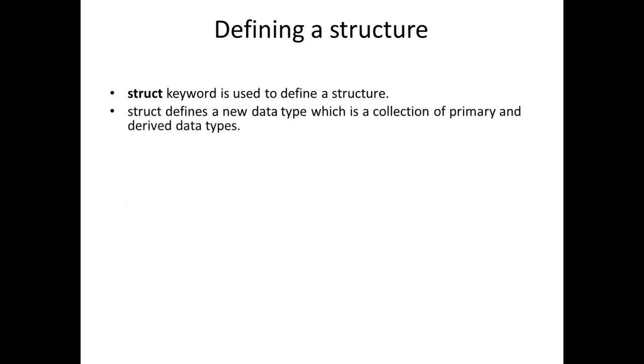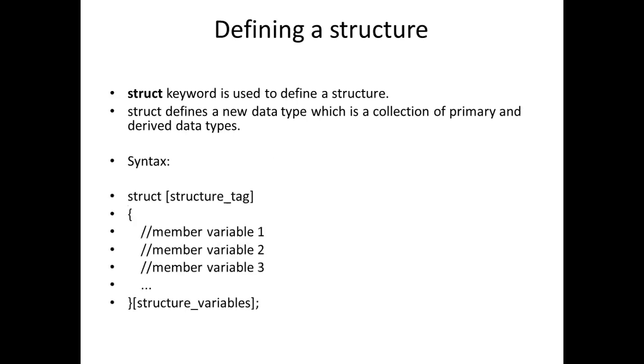How do we define a structure? We use the keyword struct. Struct is a keyword, and keywords we always write in lower case. Struct we write in lower case. So struct defines a new data type which is a collection of primary and derived data types.